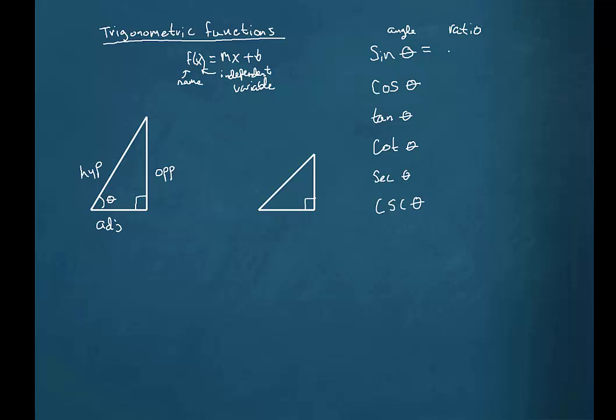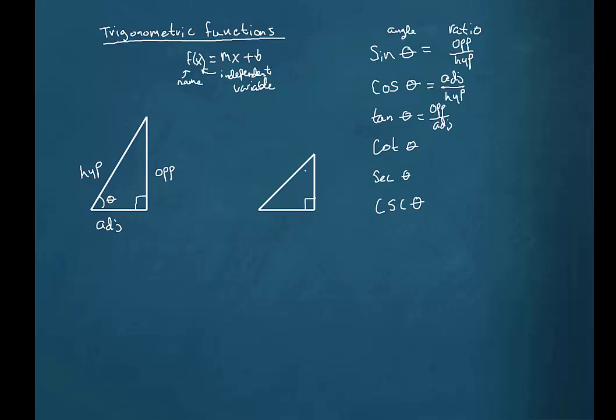The sine function is defined by the ratio opposite over hypotenuse. The cosine function is defined by the ratio adjacent over hypotenuse. The tangent function is defined by the ratio opposite over adjacent. Again, these opposite, adjacent, and hypotenuse sides are defined relative to the angle theta.